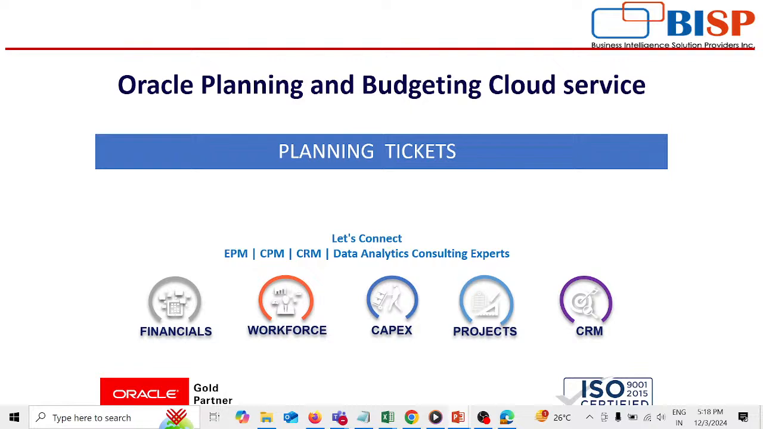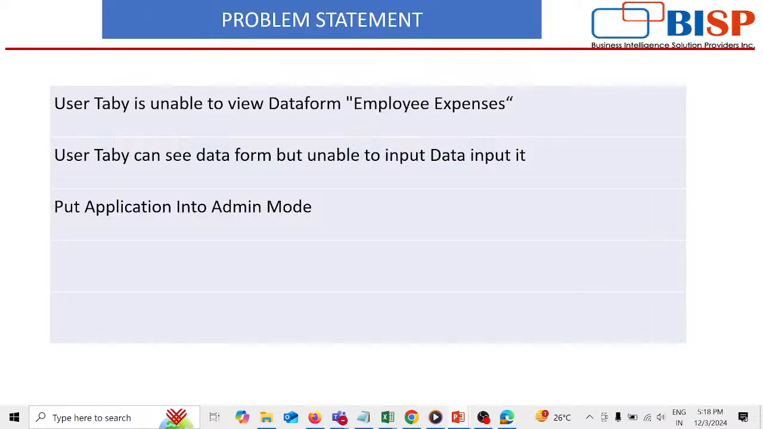In this series of planning tickets, today we are going to see the following tickets. The first one is user tabby is unable to view data form. This is the name of the form, employee expenses. You can see the second ticket also. This is also much related to the first one. User tabby can see the data form, but is unable to input data into it.